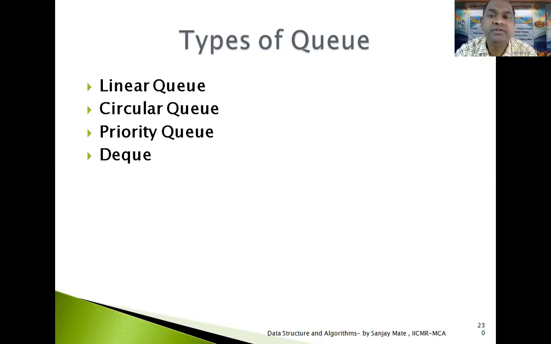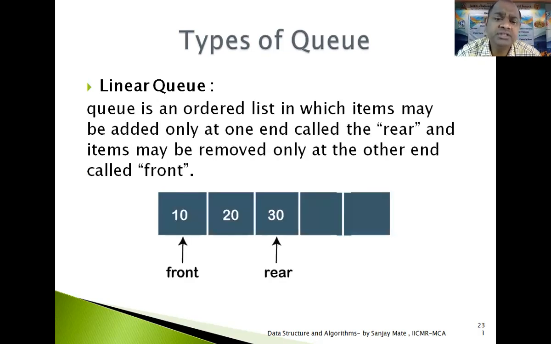So first of all, we will see the linear queue. A linear queue is nothing but the same as an array. We have one array in which we maintain two variables, one is front and one is rear. Once you insert, the rear is increased by 1, and once you delete, the front is also increased by 1.